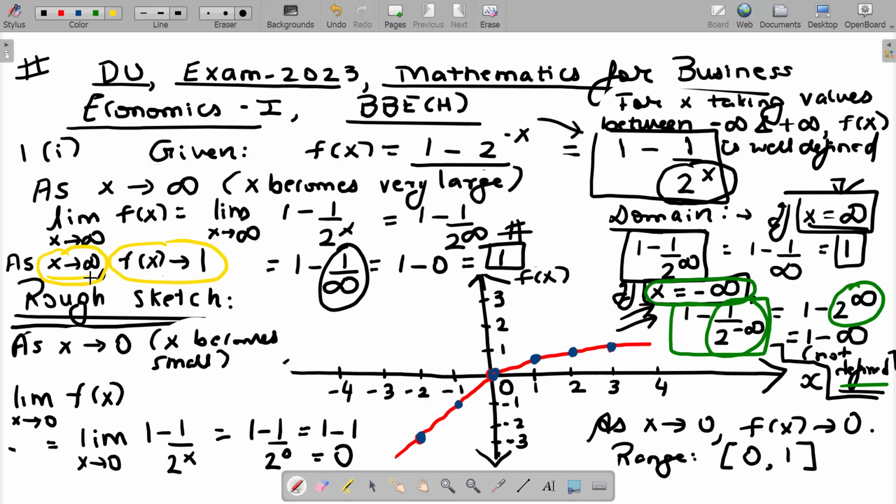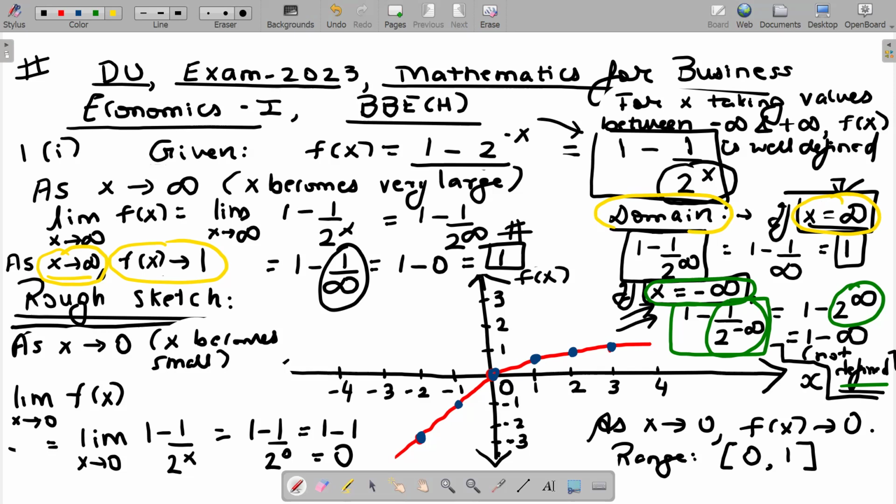And x can tend to infinity, x can be equal to infinity, because remember, the domain was what? The domain for this function was all values of x except minus infinity. That means in the domain, x can take the value infinity. X cannot take the value minus infinity. If you look at the domain I wrote, it was the set of all values of x except minus infinity. That means x can take the value infinity.